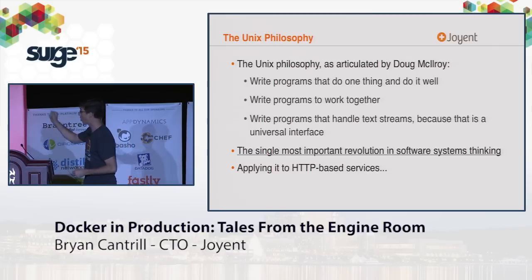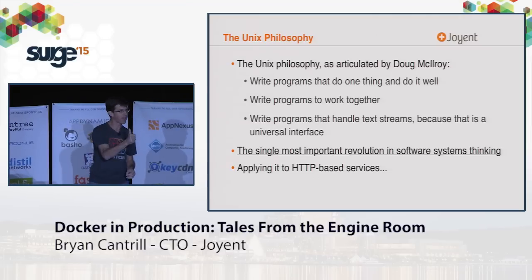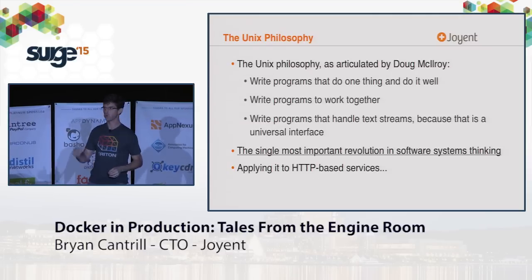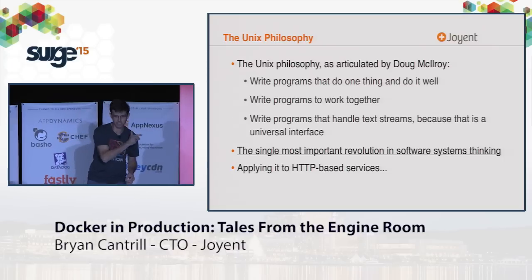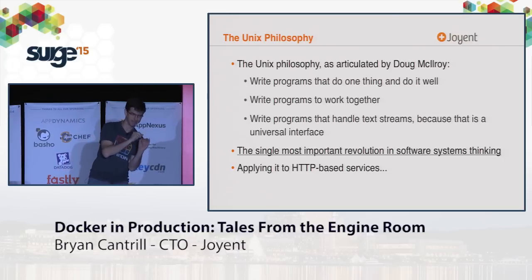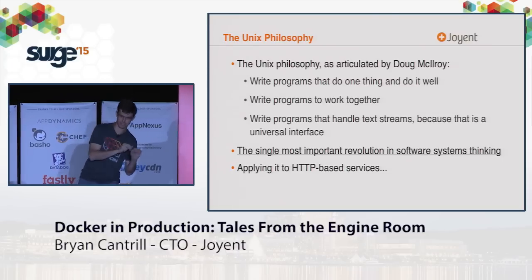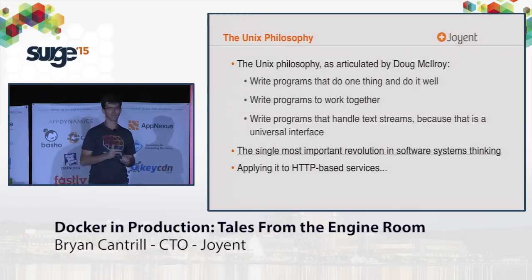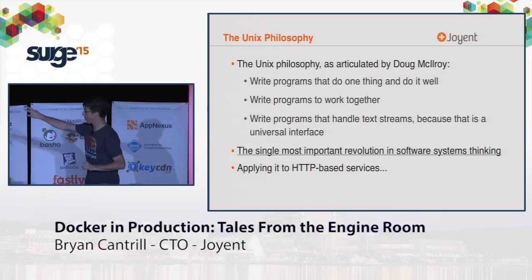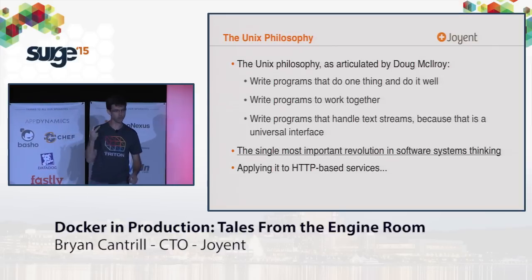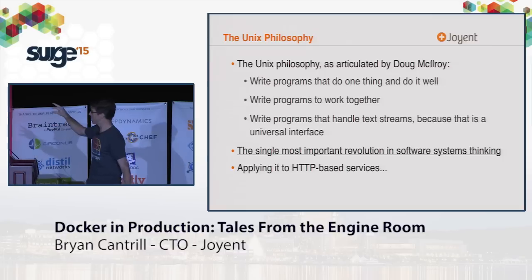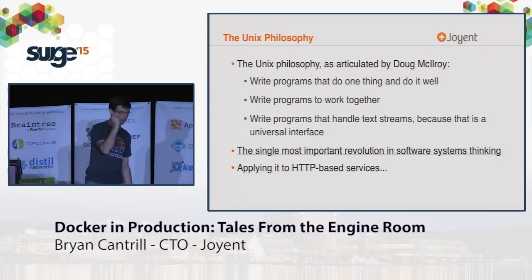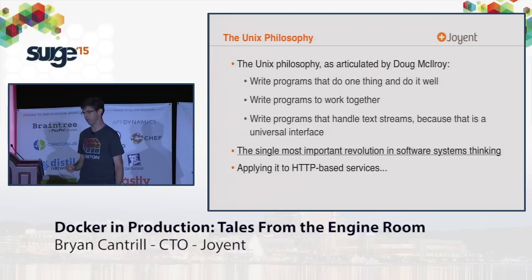The guiding principles are, one, write programs that do one thing and do it well. Two, write programs to work together. Three, write programs that handle text streams. Okay, text streams, a little dated. Or HTTP, JSON over HTTP, because that is a universal interface. Wow, those are very universal concepts. It's a very universal idea. This, I believe, and the older I get, the more strongly I believe it, is the single most important revolution in system software thinking.